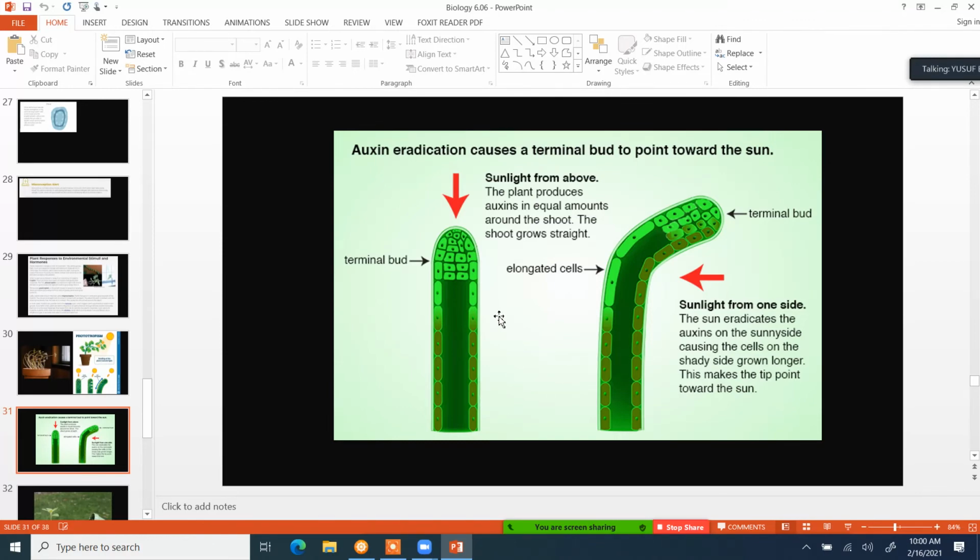So what exactly are auxins? Are they some sort of cells? Auxin is a hormone. It's a chemical inside the plant cells. Auxin causes cells to elongate, or to grow. So when sunlight hits one side, it stops the auxin on that side, so that side doesn't grow, but the other side is still growing, and so the plant starts to bend towards the sunlight. That's cool. This is called phototropism.